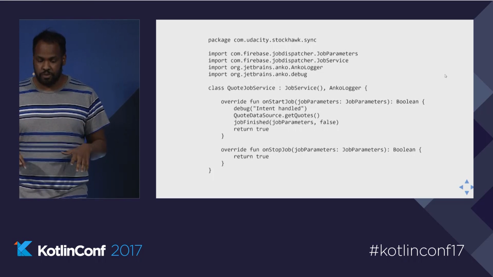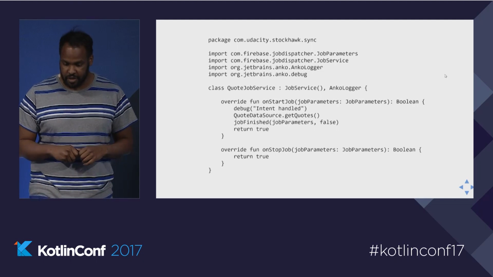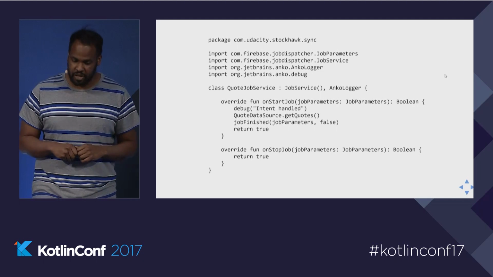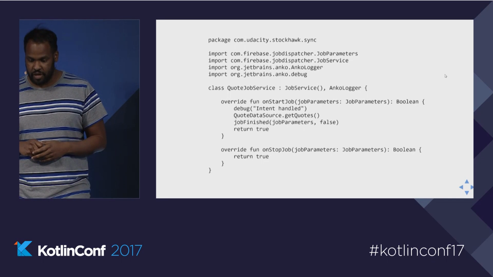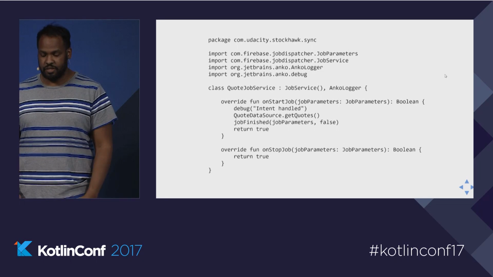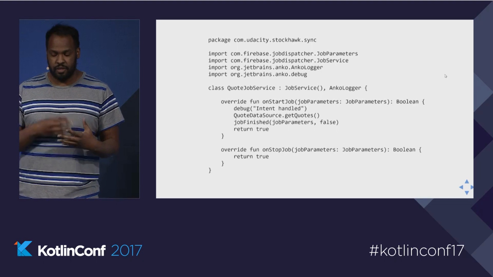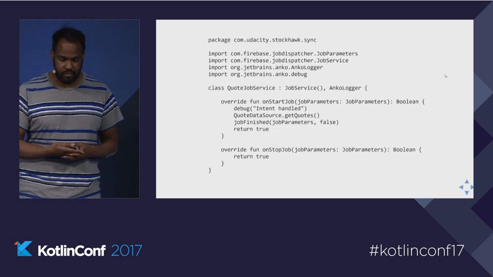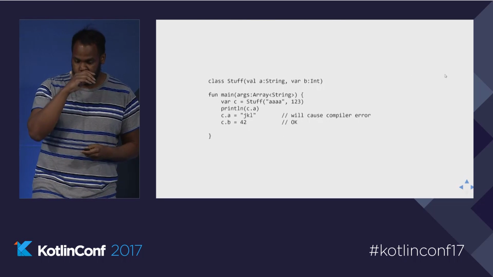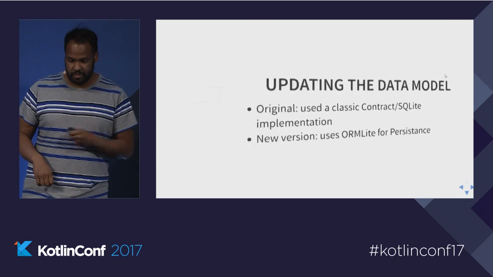So here's a little bit of a more advanced class for my quote job service. And for this one, the main thing that this is just showing is the return types after the actual value. And I'm going to skip that one.